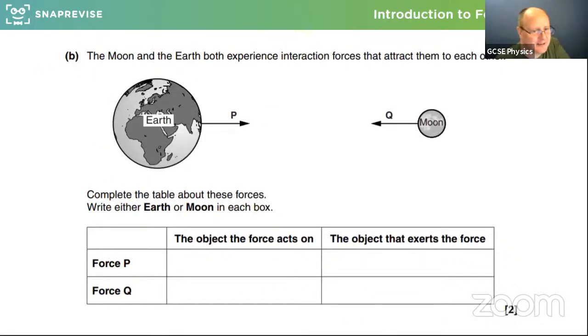Okay, so let's do one more question. So here we've got the moon and the earth experiencing an interaction force that attracts them to each other. So we've got force P and we've got force Q. The object the force acts on. So what is force P acting on? Complete the table about these forces, right? Either earth or moon. So force P is acting on what? Force P is a force which appears to be away from the earth. To the right. So it's a force going to the right.